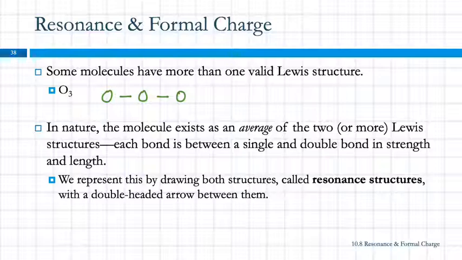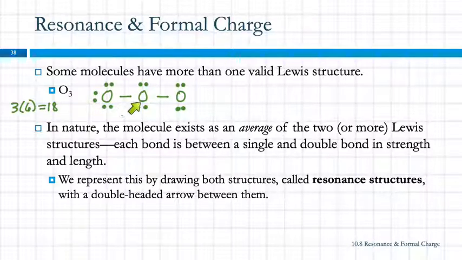And then how many valence electrons do we have? 18. 3 times 6, they each have 6, so 3 times 6 is 18. Okay, so I've got 2, 4 with the bonds. 6, 8, 10, 12, 14, 16, 18. Almost. I almost got it.